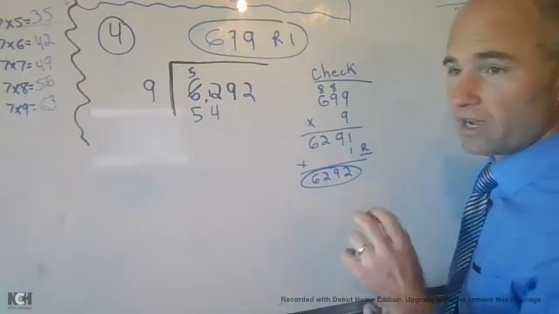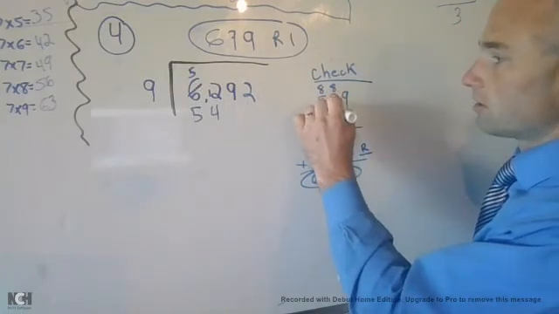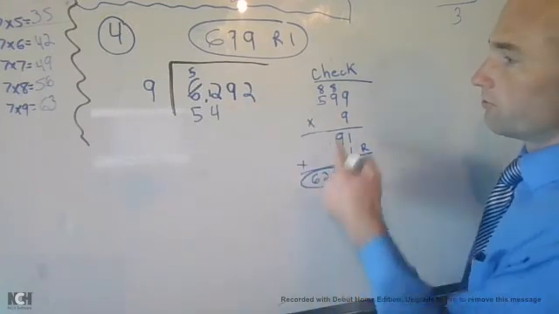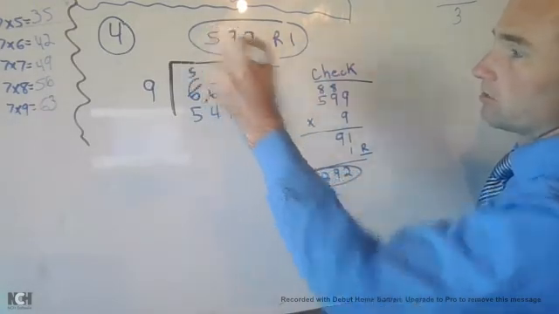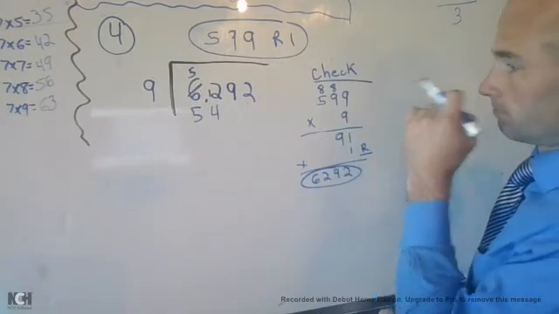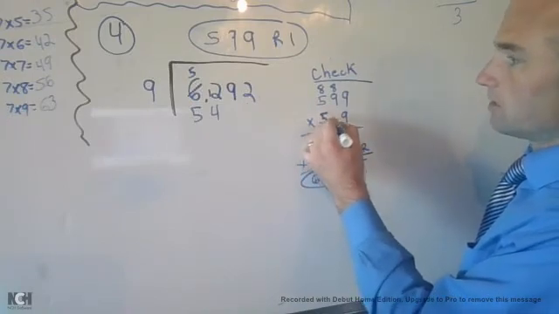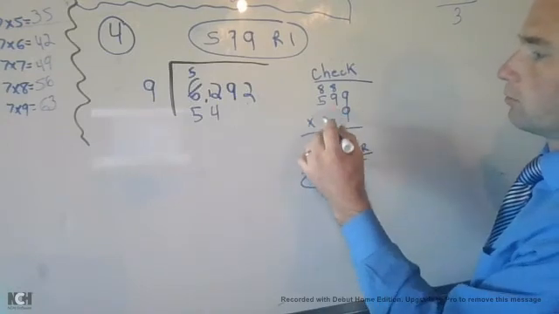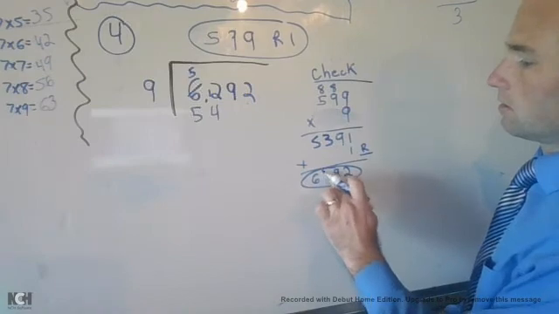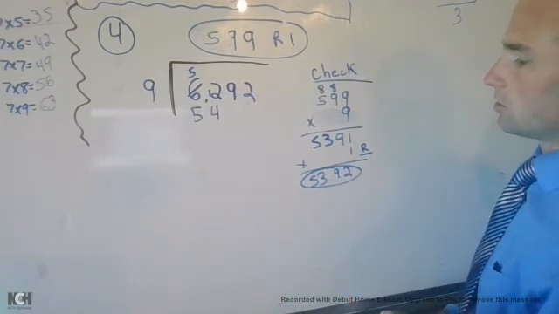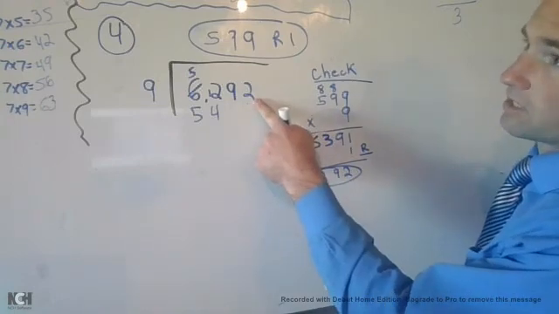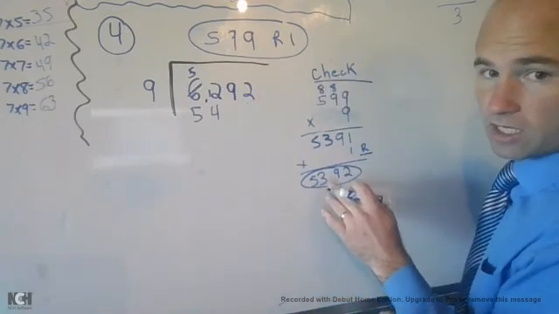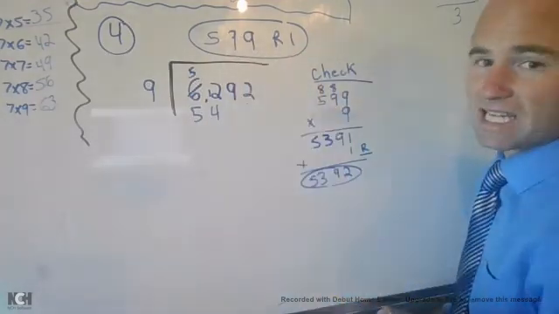I think you'll find mistakes happening, because if you got 5 here, then you're not going to get 6,292. If you put 599 as your answer with the remainder of 1, you would have gotten 5,392 is what you would have gotten as your dividend, which is not what you started off with. So that right there, by checking it, helps you to see, oh, my solution, my quotient, is not correct.